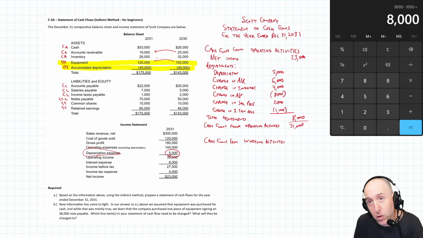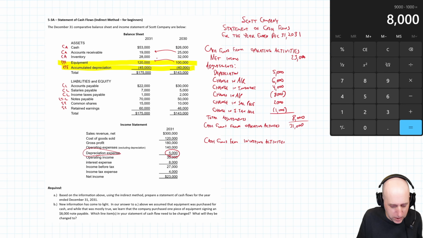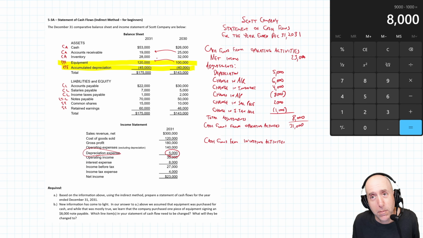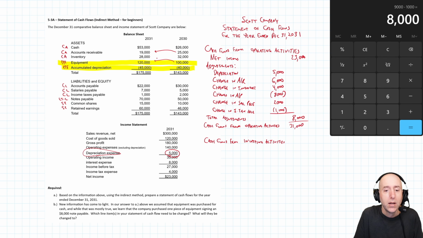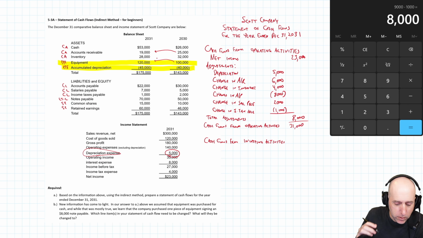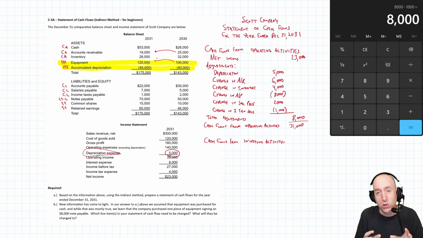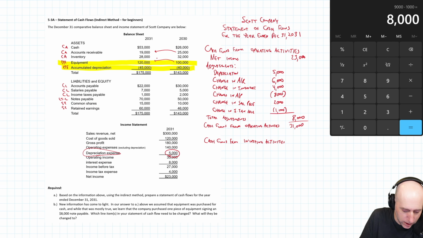The other thing we're on the lookout for with equipment is, did we sell any of our equipment? And how will I know if I sold equipment? Well, two ways. One, if we sold equipment, we would expect a gain or loss on sale on the income statement somewhere. We don't have that. And two, if we sold equipment, we would expect the accumulated depreciation to change in an unexpected way. And here's what I mean by that.